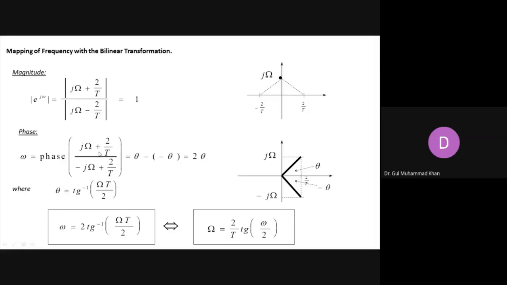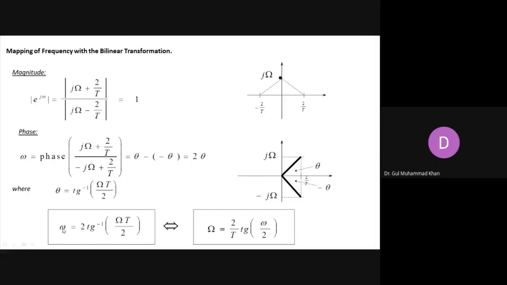Whereas theta, what is theta equivalent to? Now see, we have a real term and we have a conjugate term. So in order to find theta, it has to be tangent inverse of the vertical term divided by the corresponding horizontal term. It's visible from here. See, theta is actually this value divided by this value. Since this value is 2 by t, naturally the t is going to go up. So we end up with an expression like this, right?